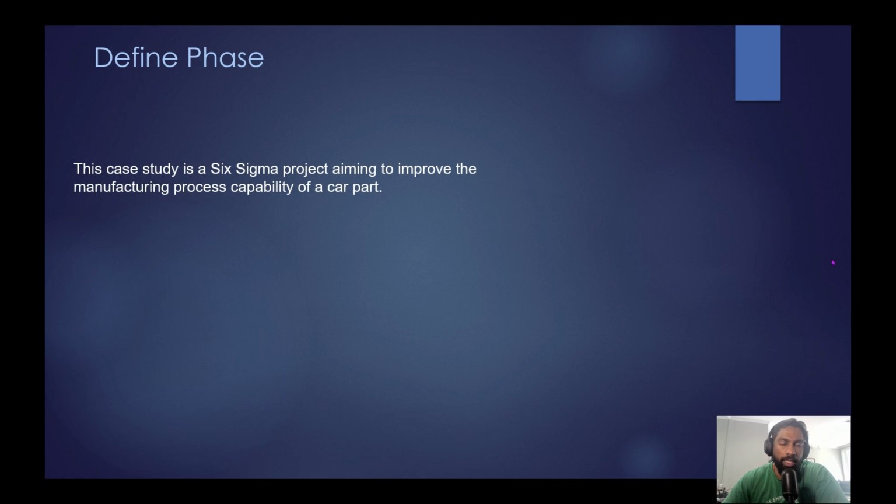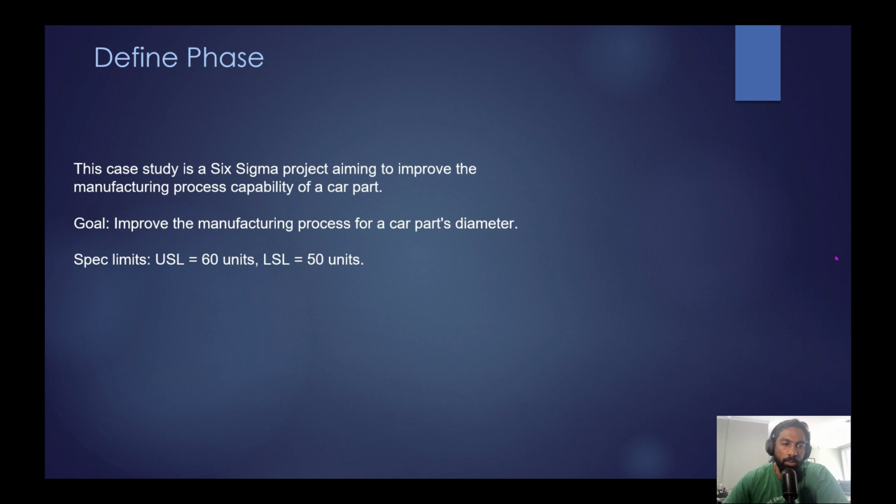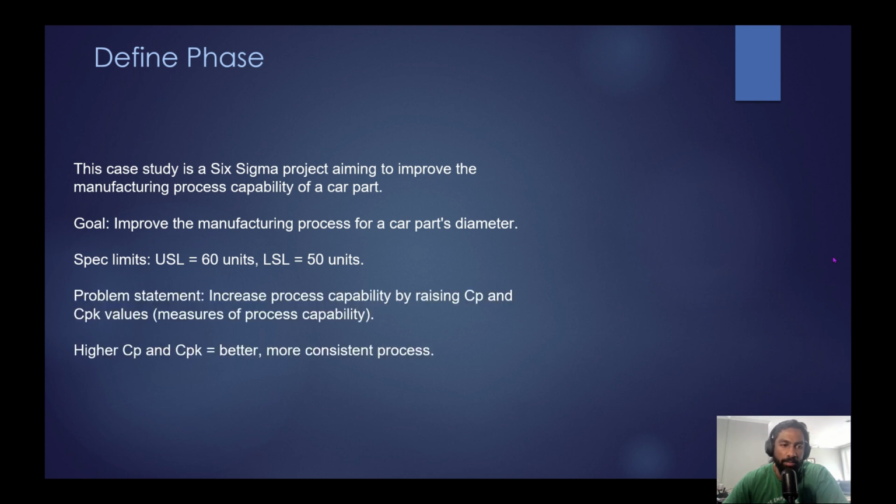This case study is essentially a Six Sigma project aiming to improve the manufacturing process capability of a car part. So the goal here is to improve the manufacturing process for a car part's diameter. The specification limits are provided, and those are the customer's specification limits. Upper specification limit being 60 units, and lower specification limit being 50 units.